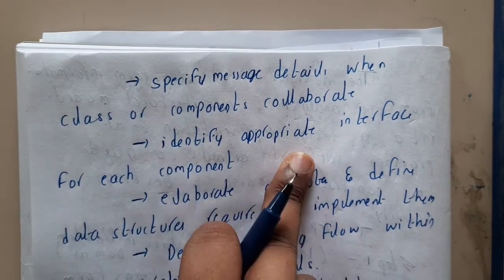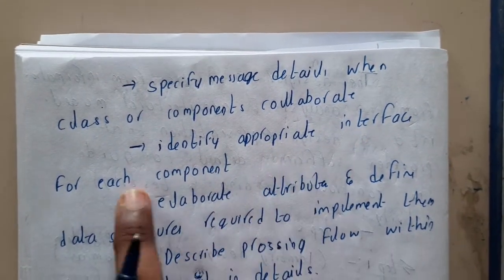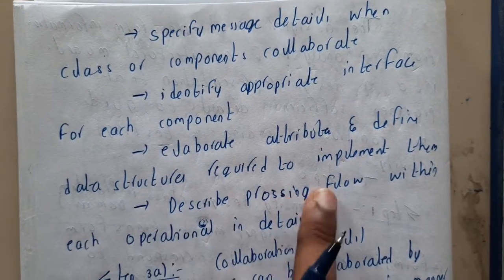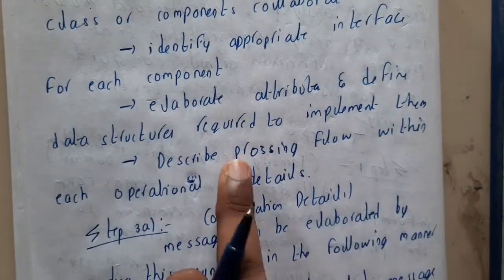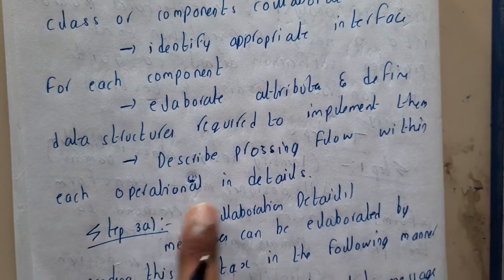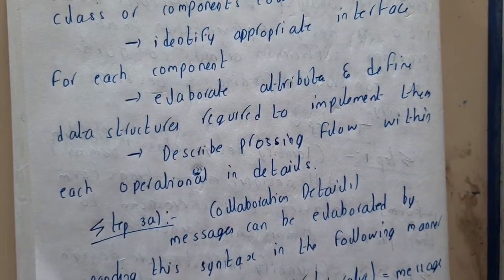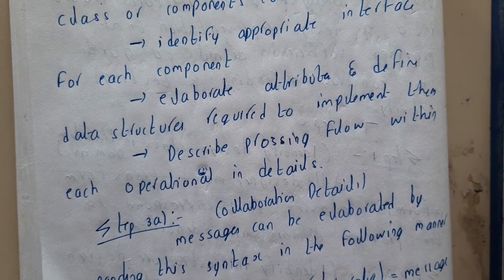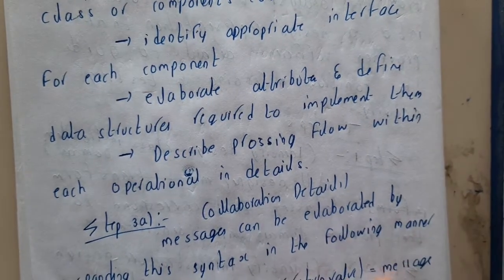Okay, so identify appropriate interfaces for each component, elaborate attributes and define data structures required to implement them, and describe the processing flow within each operation in detail. So basically you need to do these kinds of processes, guys, to maintain the easiness of the project, or the easiness of the design, at the end.